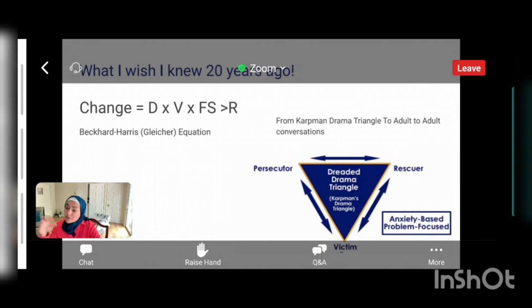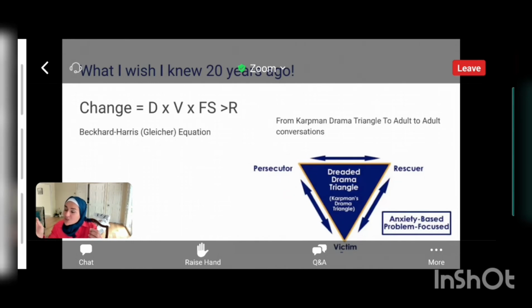And the rescuer is, for example, if you see a situation where there is a conflict and you say, oh, I need to go and help this victim person, you are treating them as if they don't have the resources to help themselves. You are making an assumption that you have the resources to help them, but they don't have the resources. That's you being a rescuer.